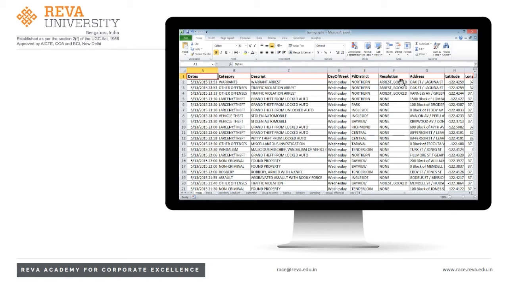Finally, how did the police resolve this? Did they arrest? Was there no resolution? Did they book the person? What was the action taken? The address, and lat long of the incident of crime is also given. Now, if you have GIS, perhaps you could put it in a BI map and visualize this, but I'm not getting into it. I'm just looking at this particular data set.